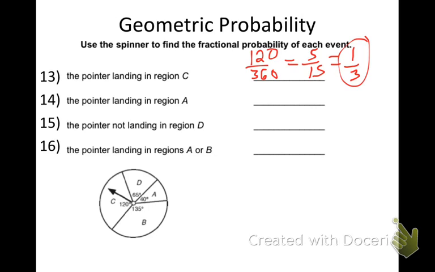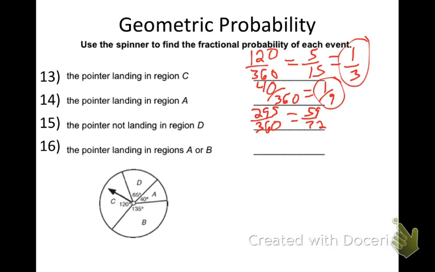Number 14. The pointer landing in region A. What's the probability of that pointer landing in region A? What do you say, Samantha? Which simplifies to 1/9. What about 15? The pointer not landing in region D. Well, how much is that then, Tiana? What would you do, Allie? Yeah. You get 295 over 360. And what's that simplify as? Anybody? 59 over 72? Nice job.